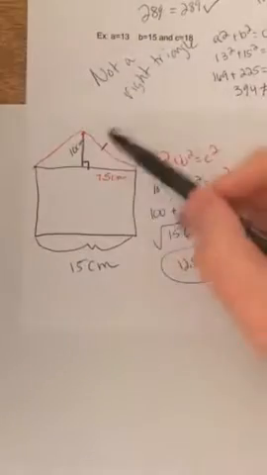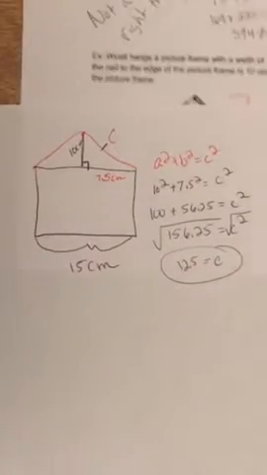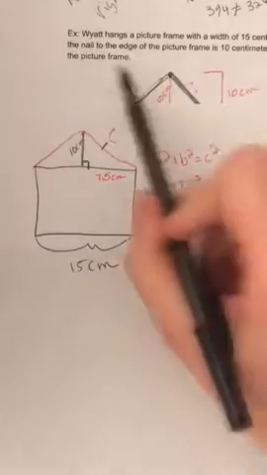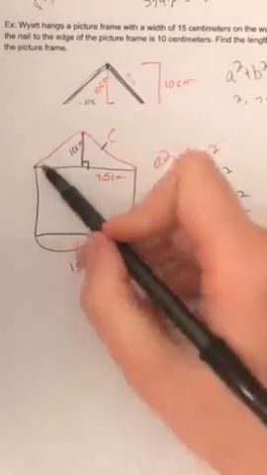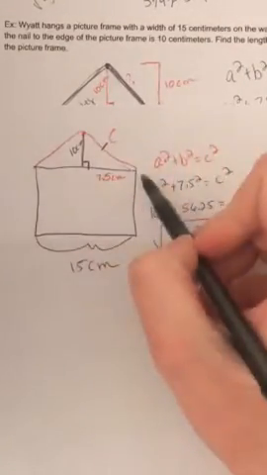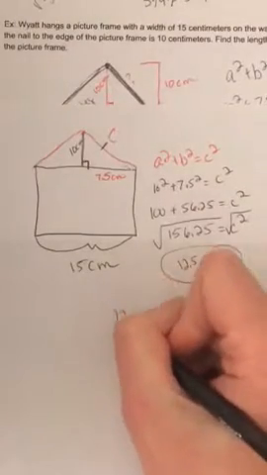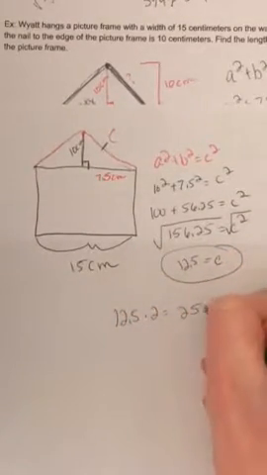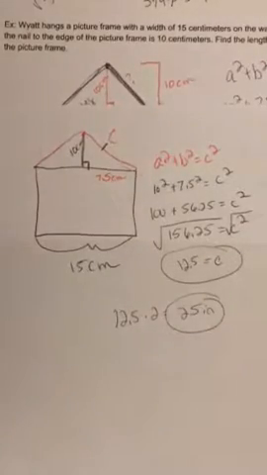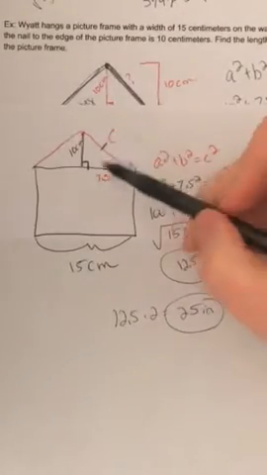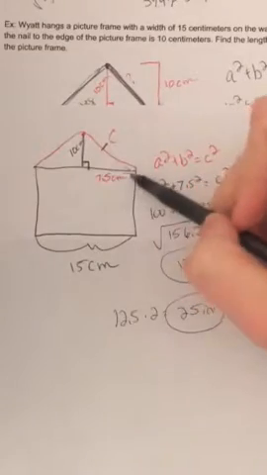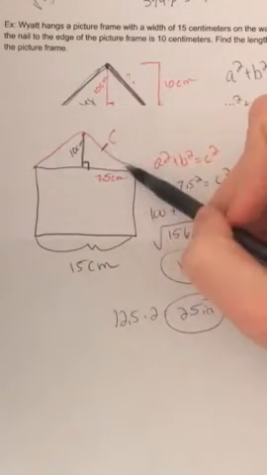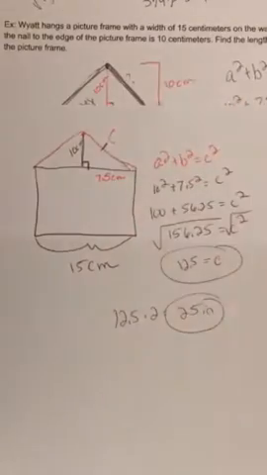Now, that's not the question they're asking. We found c, but the actual question is to find the length of the wire that holds the picture frame. They want the whole entire wire, this red line here, so I need to double that. So I need to do 12.5 times 2 equals 25 inches. That is the actual final answer. So you had to figure out what this length was, figure out what the length c was, and then double that to find the length of the wire.